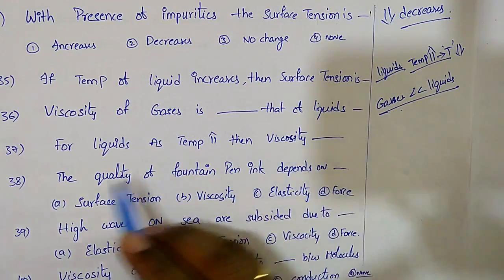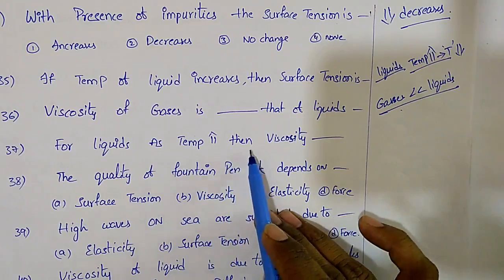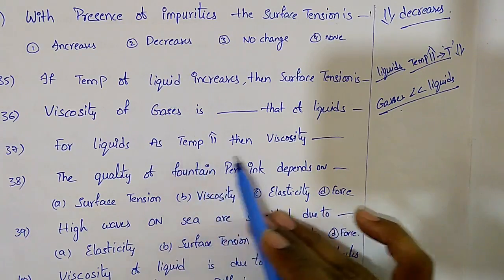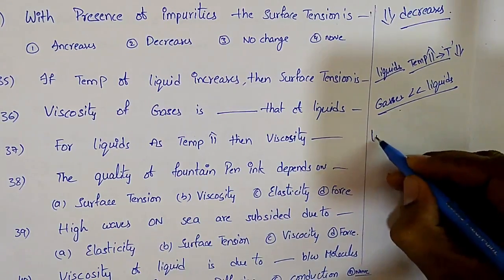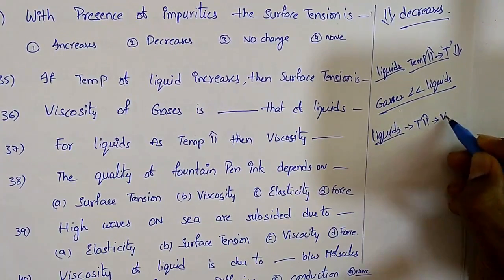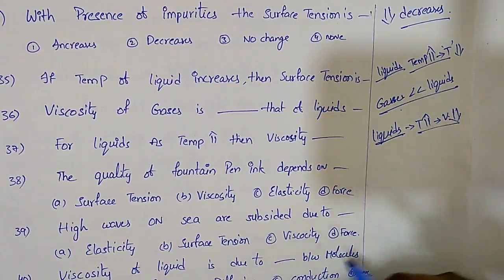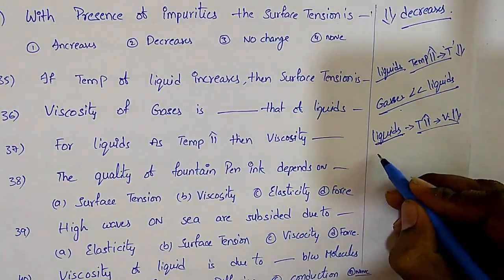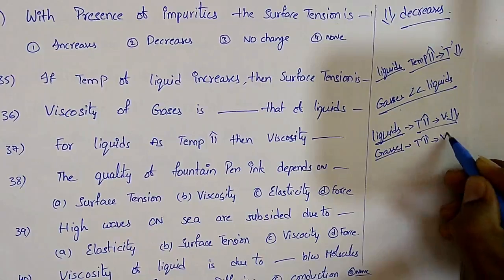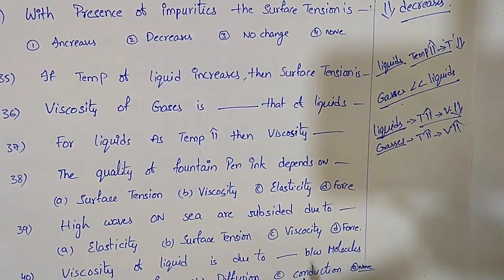Next one, 37. For liquids, as temperature increases, the viscosity is dash. We know that for liquids, as temperature increases, the viscosity decreases. In case of gases, as temperature increases, the viscosity also increases.